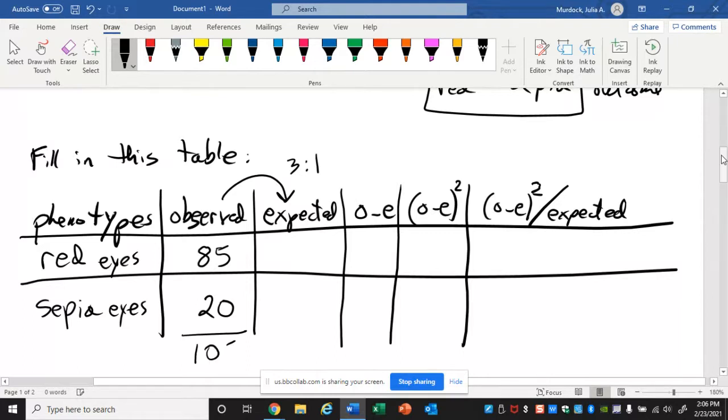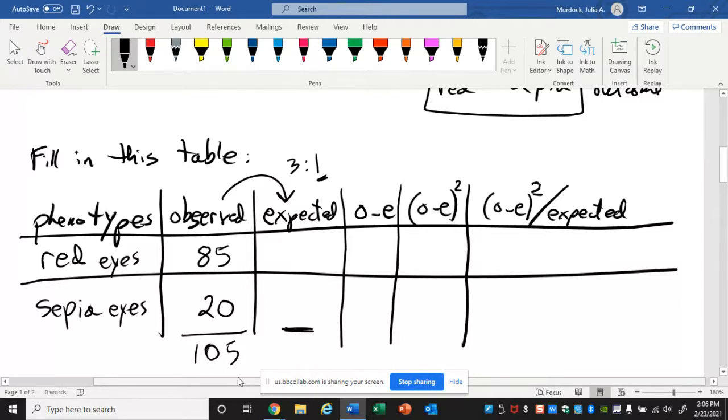I'm terrible at arithmetic, I'm going to tell you that. Graduated from an Ivy League school and I can't do arithmetic. Okay, so 105 total, right? So if that's all 4 parts together, if I divide 105 by 4, that should be my 1, shouldn't it? Which should go here where sepia is.